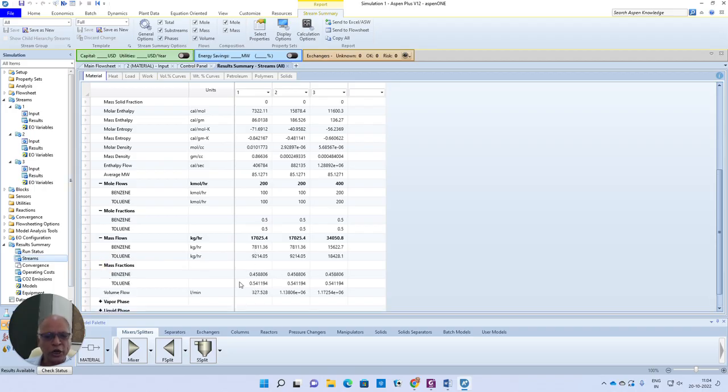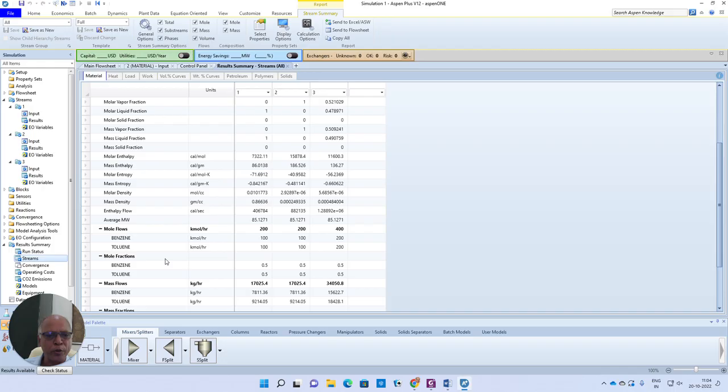Similarly, if you are interested, you can also see mass fractions. All of them will be uniform, right? So this is the information that it will be providing.